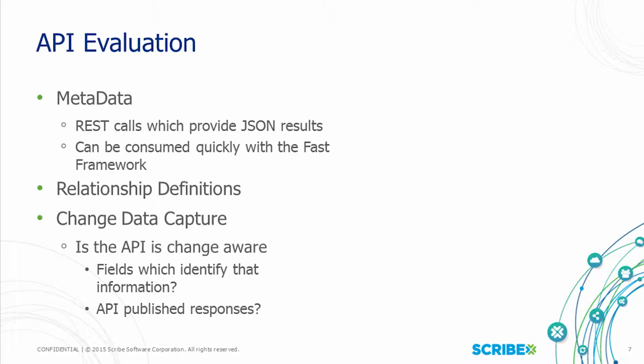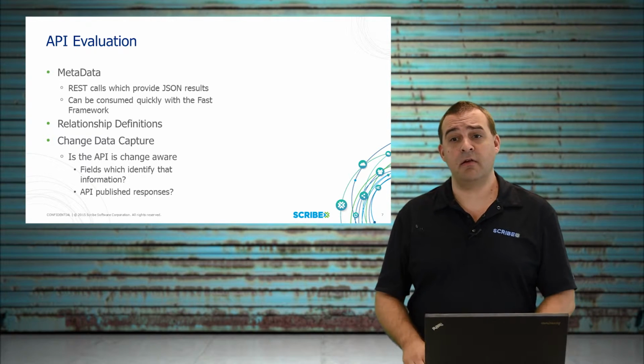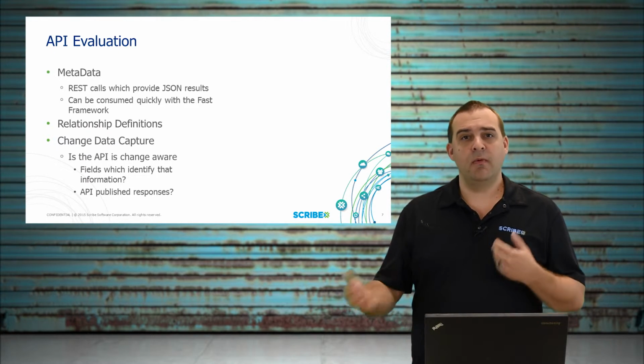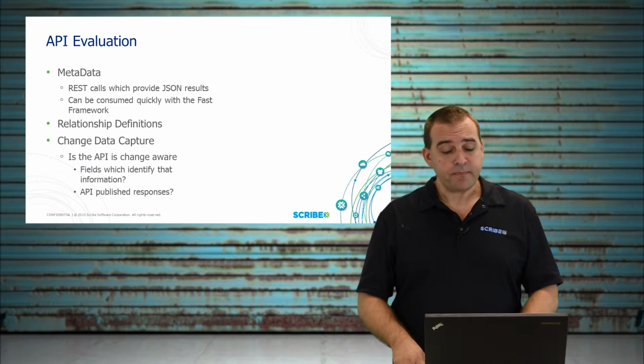All right. So along with metadata, we like to see relationship definitions. So if you have multiple tables, say in a CRM system like Salesforce, you want to have a key that relates sales orders to sales details, contacts to addresses, etc. So relationship definitions as part of that metadata is important.